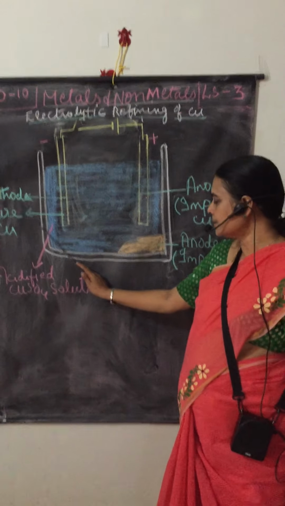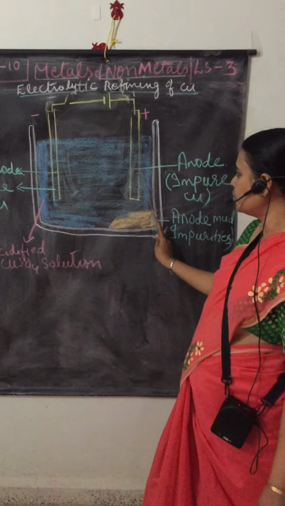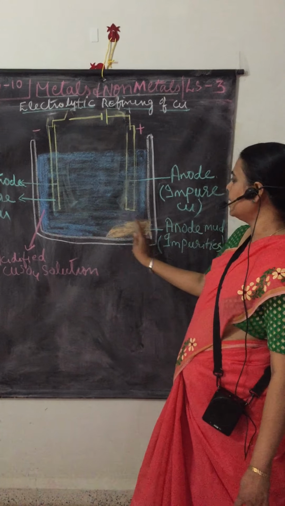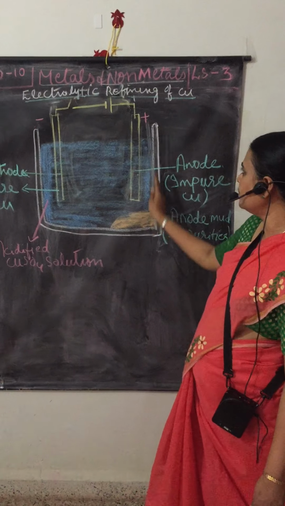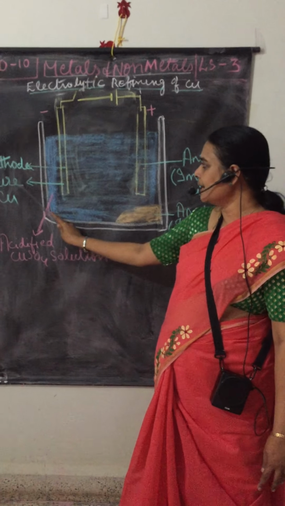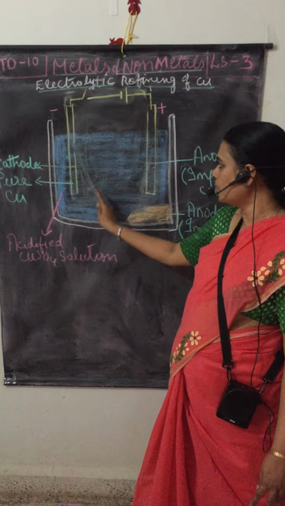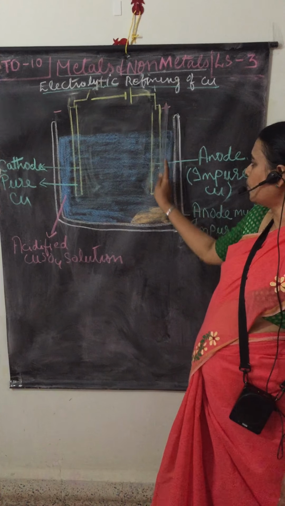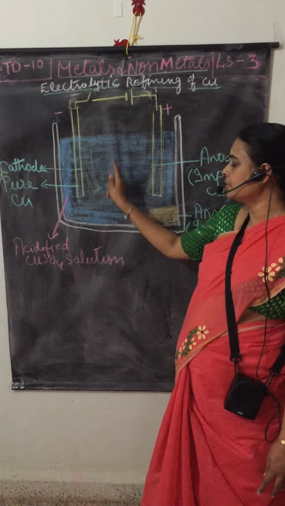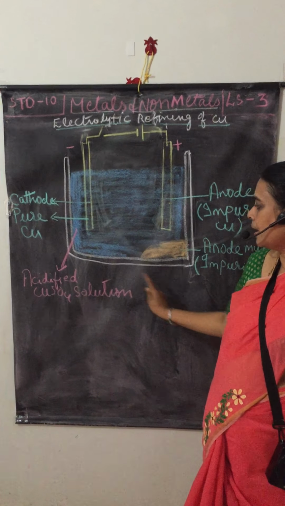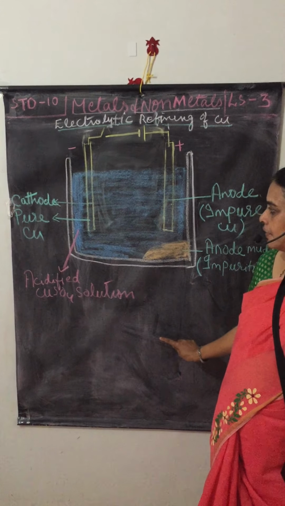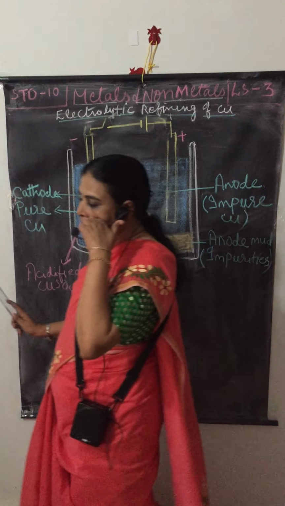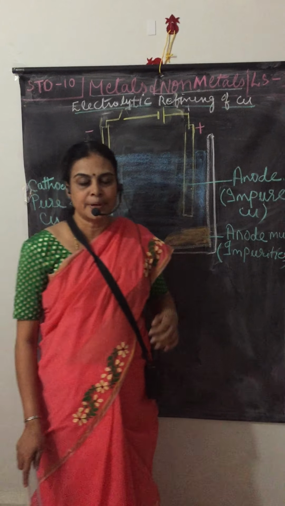So just to recap, two copper electrodes should be taken, and one should be connected with the positive pole and the other with the negative pole of the battery. The one connected to the positive pole is called the anode and the one connected to the negative pole is called the cathode, and the electrolyte should be acidified copper sulfate solution. This is how the electrolytic refining of copper is done.